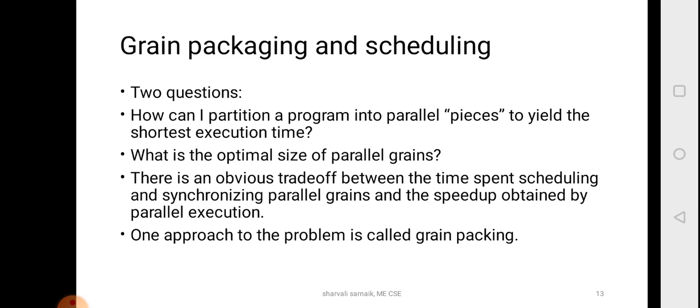Now next we will see about grain packaging and scheduling. Before moving to grain packaging and scheduling, let me tell you what communication latency is. By balancing granularity and latency, one can achieve better performance for a computer system.